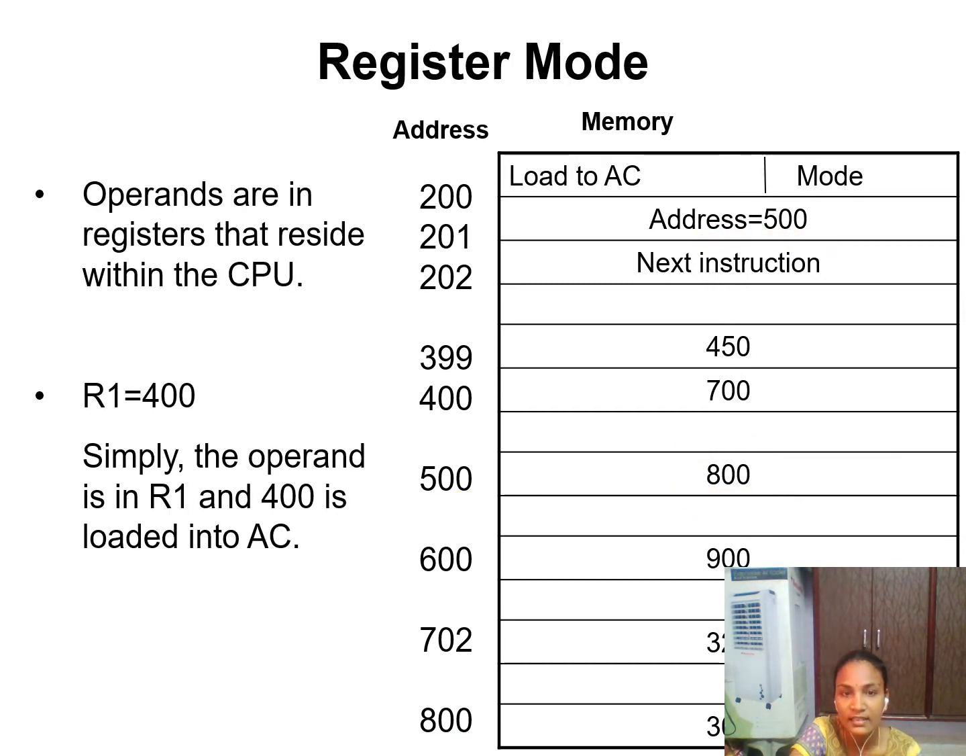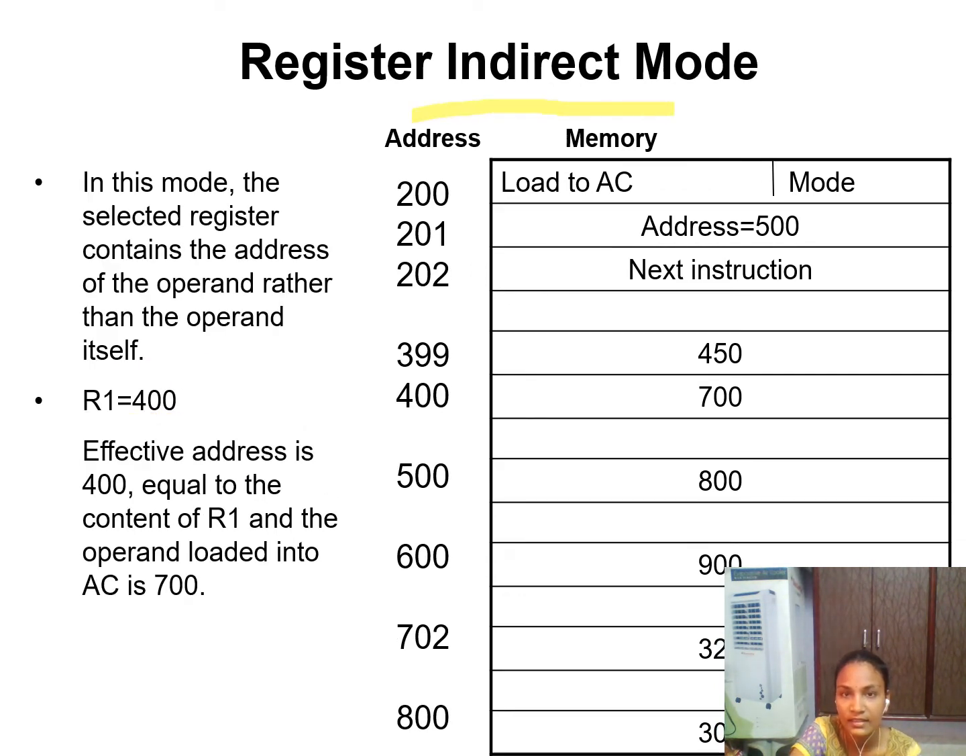Register mode. In this register mode, the corresponding register contains the content of the accumulator. It means 400 itself is the required operand. Register indirect mode. In this mode, the corresponding register contains the address of the operand. Here the address of the operand is 400. If we go to 400, we can find the required operand. So 400 is the effective address and 700 is the operand.